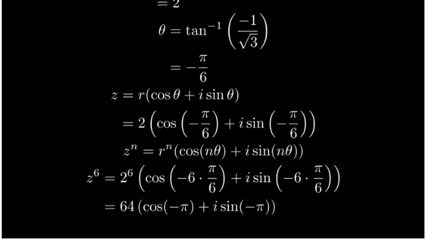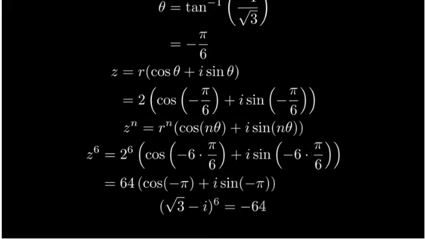2 to the sixth is 64, and -6pi/6 simplifies to -pi. Finally, we know that cosine of pi is -1, and sine of pi is 0. Therefore, the sixth power of square root of 3 minus i equals -64.